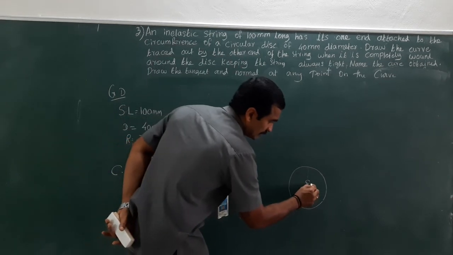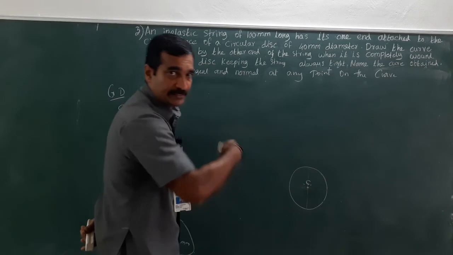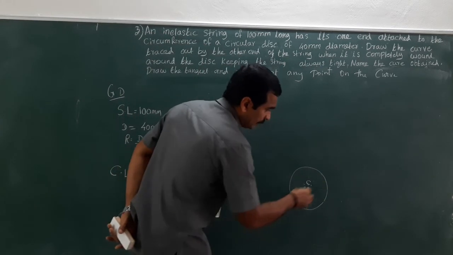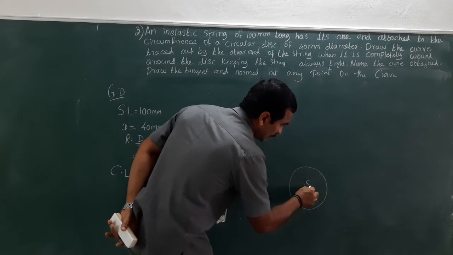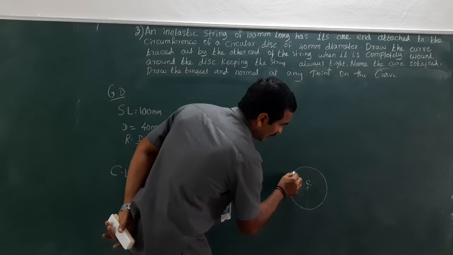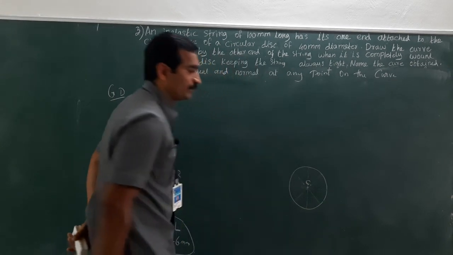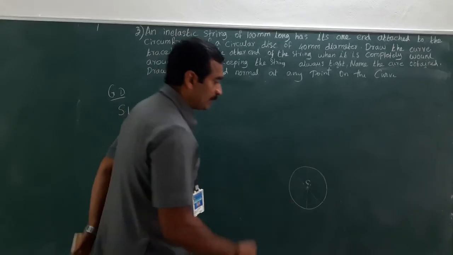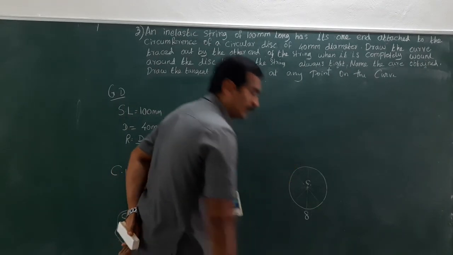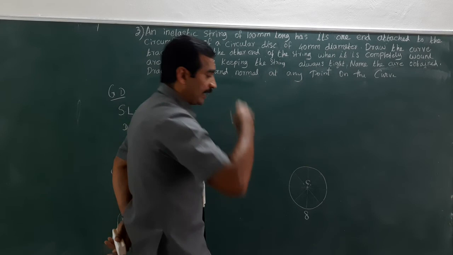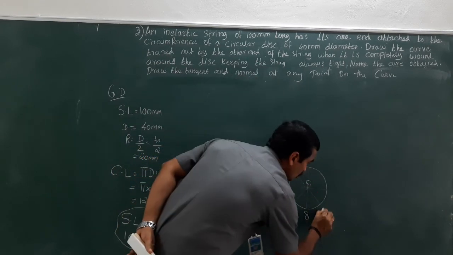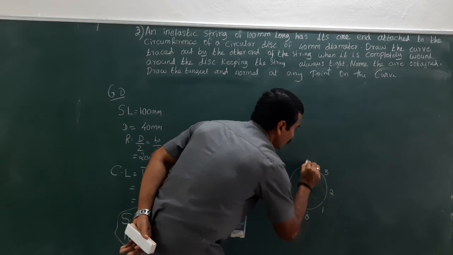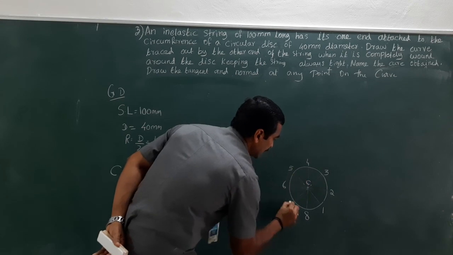Now keeping the protractor in this manner, 45 degrees either side, draw a line passing through the center of the line. Similarly here also. So now the disc has been divided into 8 equal divisions. The bottommost portion should be taken as 1, and the numbering should be anti-clockwise: 1, 2, 3, 4, 5, 6 and 7.